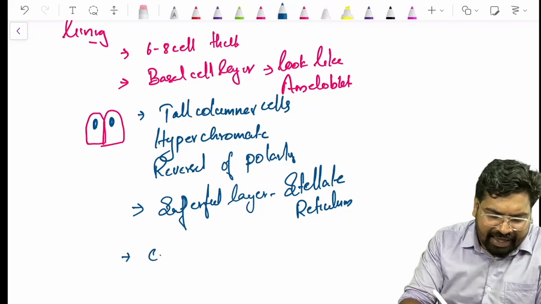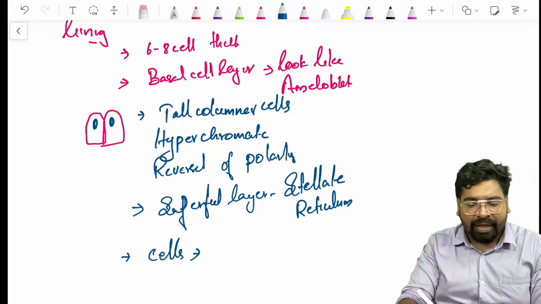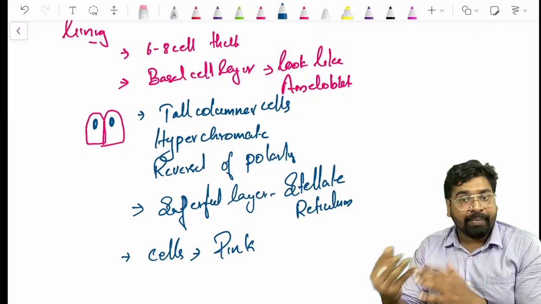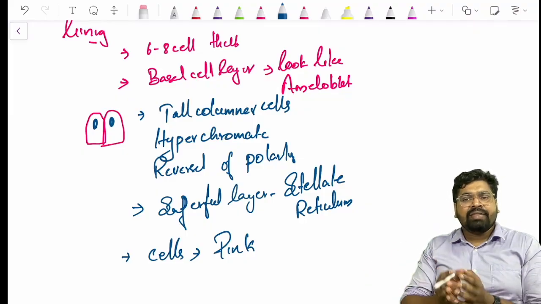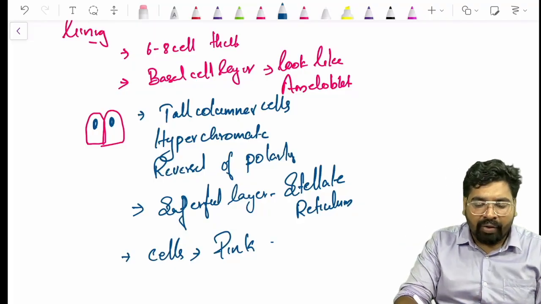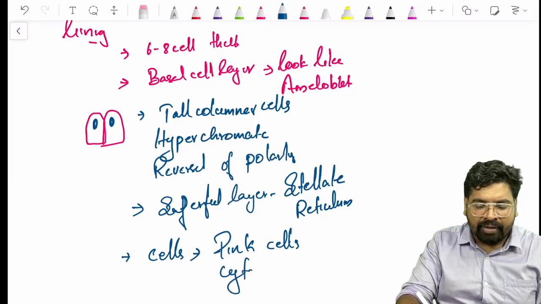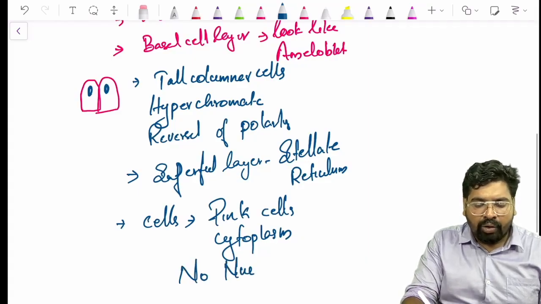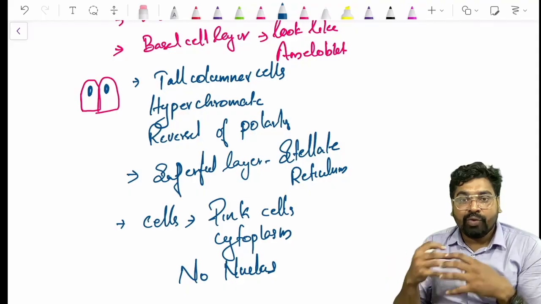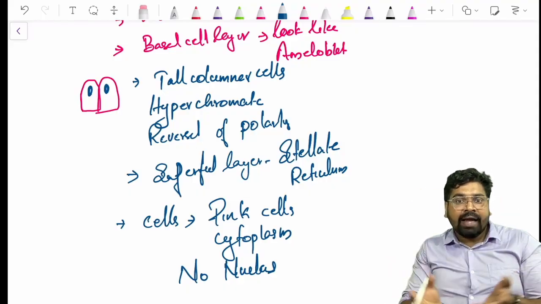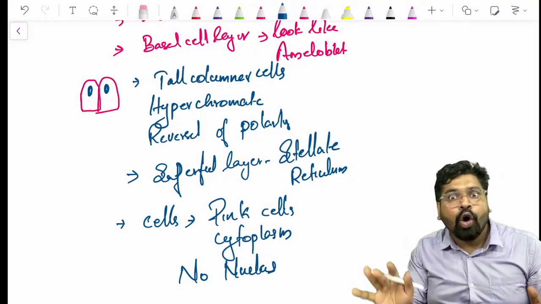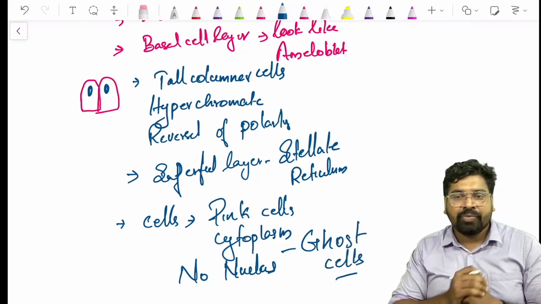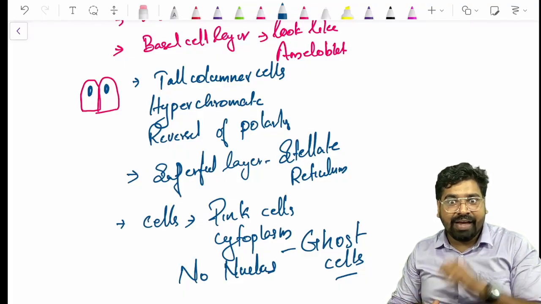There are certain cells which have only a pink cytoplasm. They are pink in color, which means they are eosinophilic. Eosin is pink, blue is hematoxylin, right? So just pink cells, they have the cell outline and the cytoplasm, but there is no nucleus. No nucleus means they don't have life in it. Nucleus gives the life. So they have only the outline. They are ghost cells. So you are seeing ghost cells in this. That is the peculiarity of COC.